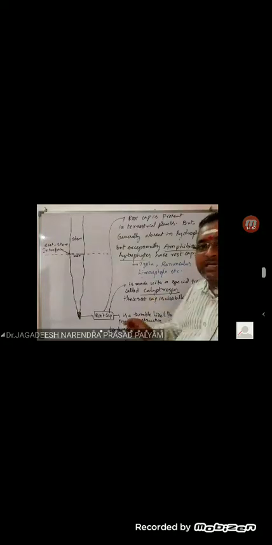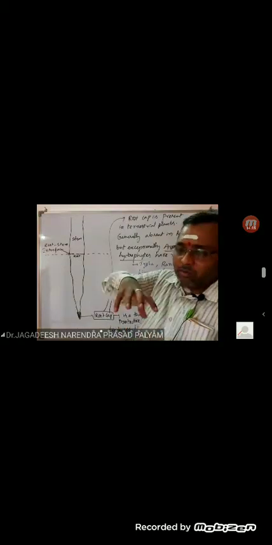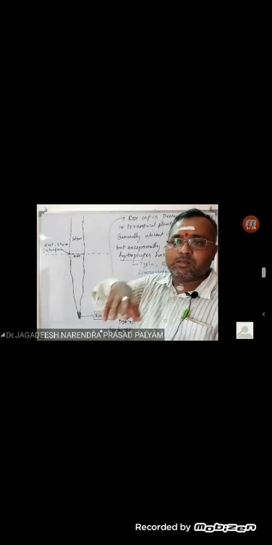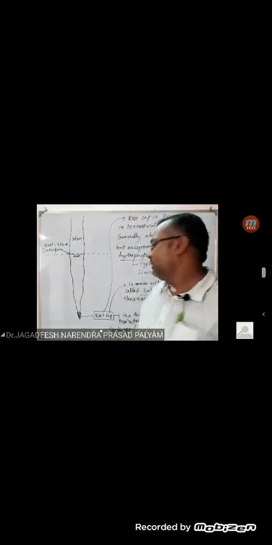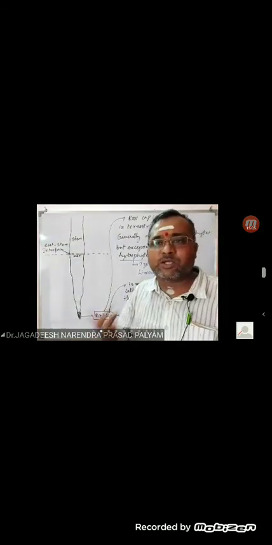Because it secretes a waxy substance. It secretes a waxy substance that helps the root to penetrate into the soil. That is why it is called calyptrogen. Got it?